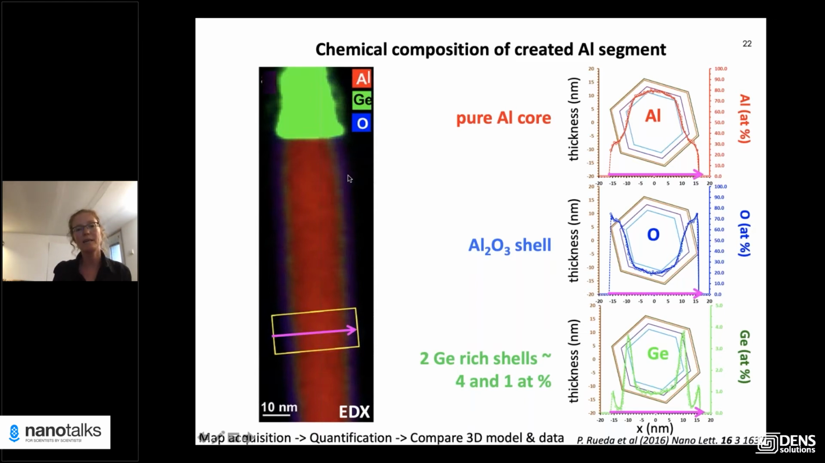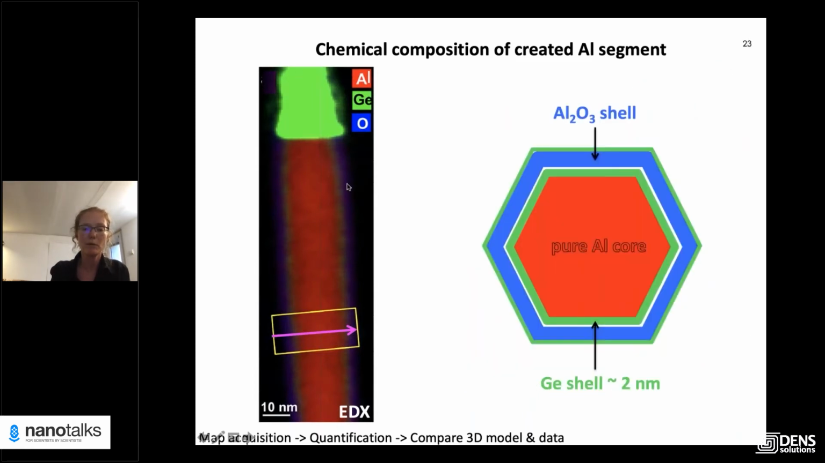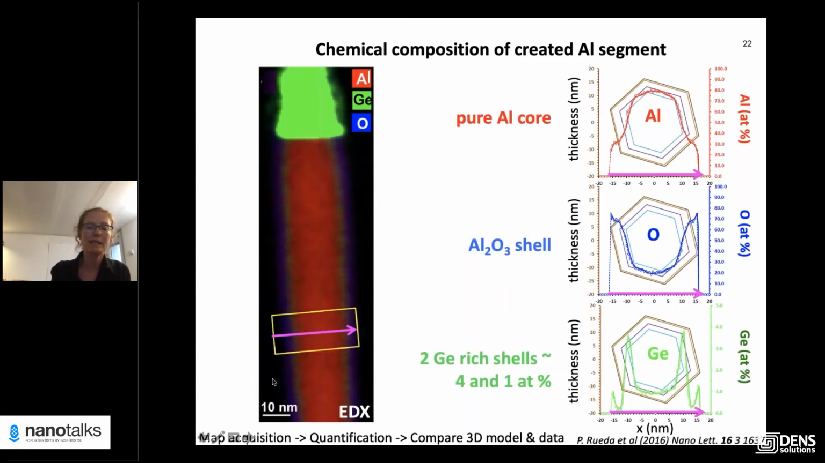So we used energy dispersive X-ray spectroscopy. Here you see an EDX map of the converted region, and then we made a profile that we integrated along the nanowire to increase the signal-to-noise ratio. This profile was then quantified using the zeta-factor method, and we compared it with 3D model calculations.